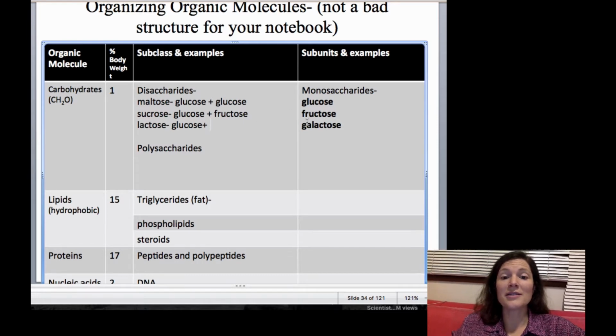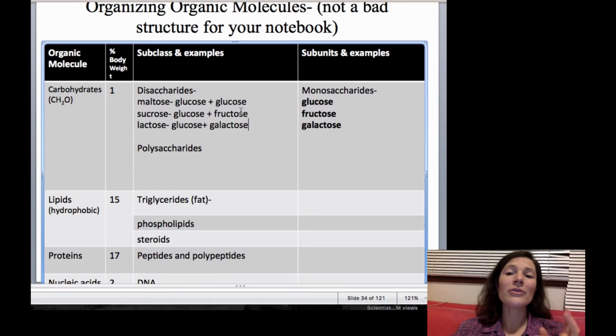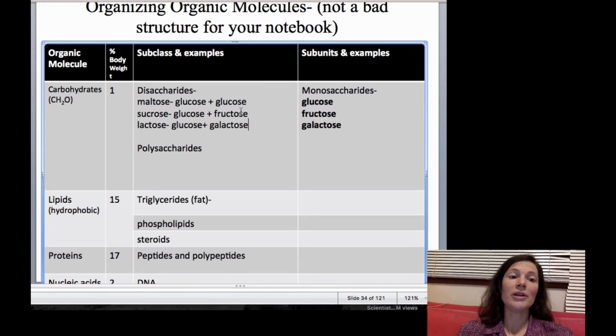It's glucose plus galactose. Galactose, it's got that in the name. So hopefully this makes sense. And then generally, monosaccharides and disaccharides are considered to be sugars.